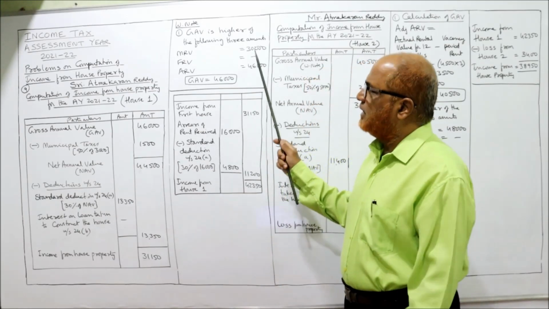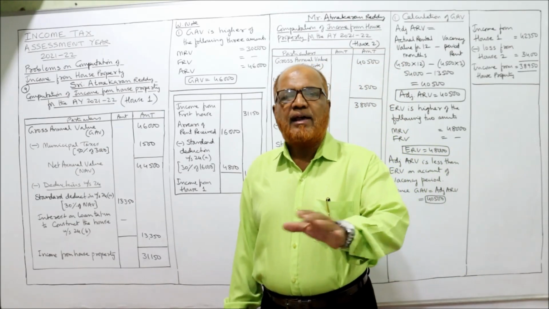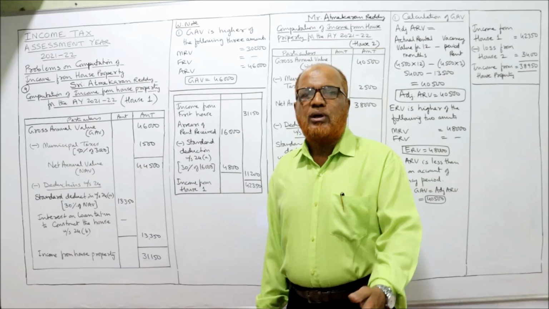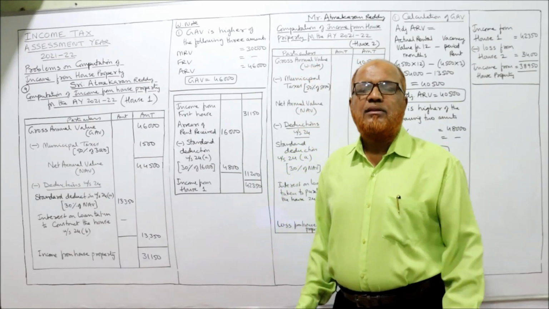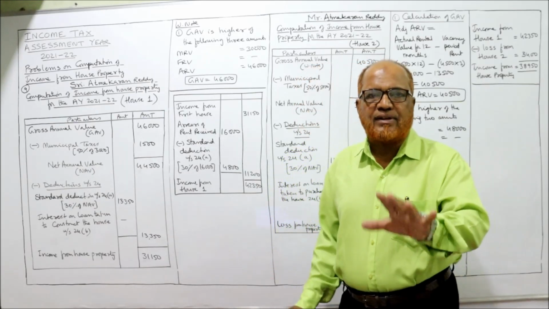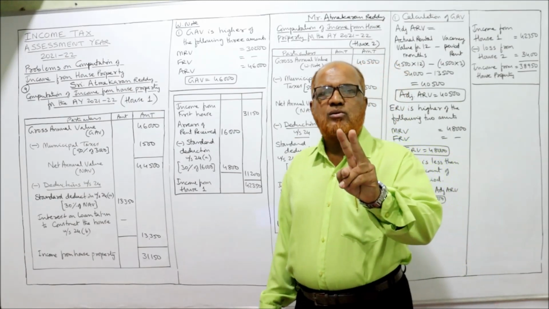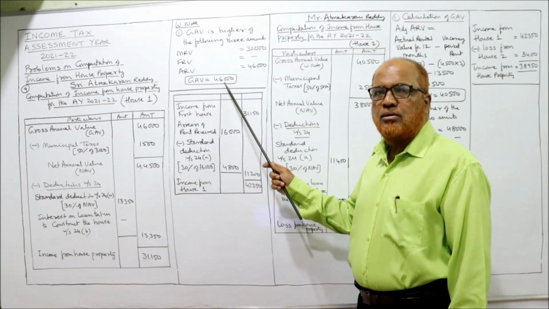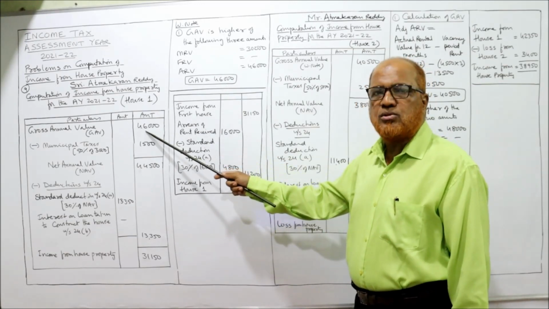MRV is given in the problem, 30,000. Fair rental value is not at all given in the problem, put a dash. Actual rental value given in the problem, 46,000. There is no vacancy period in the first house. So only 2 values are given, MRV and ARV. The higher is 46,000. So we have taken GAV as 46,000.